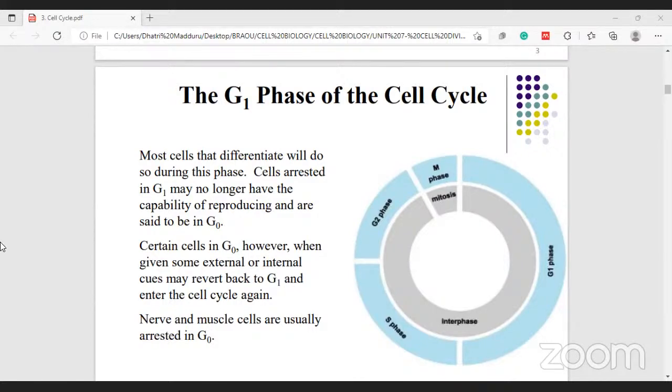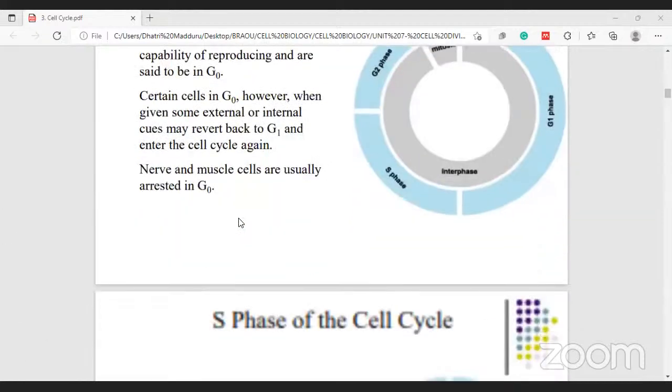Some cells go back to the G0 phase, maybe due to external factors, and in some cells they can again get back to G1 also. So muscles are in G0 phase.